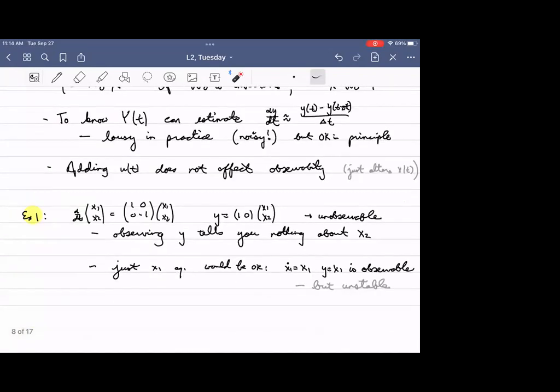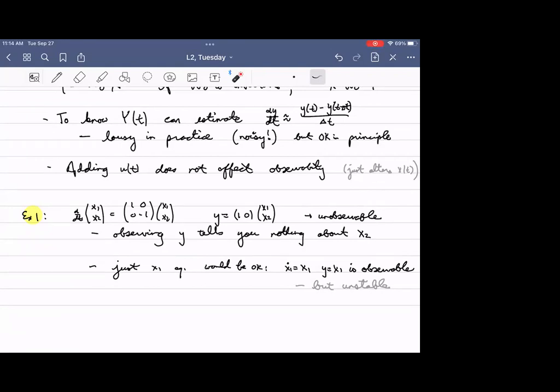Adding U of t doesn't affect observability. It just alters the X of t. That's fine. So it's just depending on C and A. I think I'm running a little late, so here's an example of a system that's unobservable.